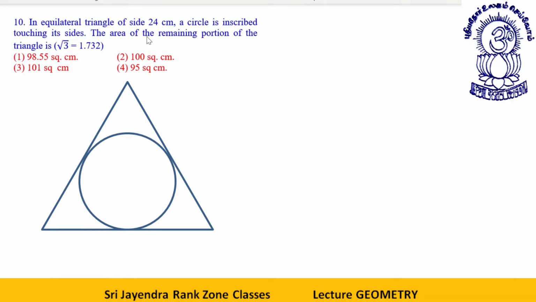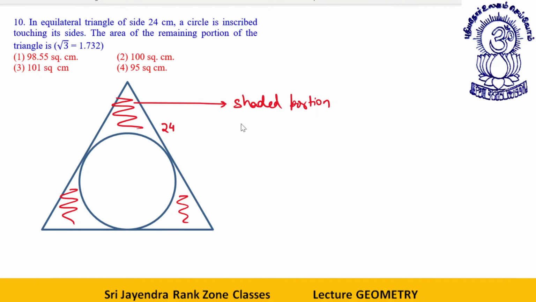An equilateral triangle of side 24. The side is 24 centimeter. A circle is inscribed touching its sides. The area of the remaining portion of the triangle is, you have to tell this portion. So what is the shaded portion? The shaded portion is equal to triangle minus incircle. I should better write it.